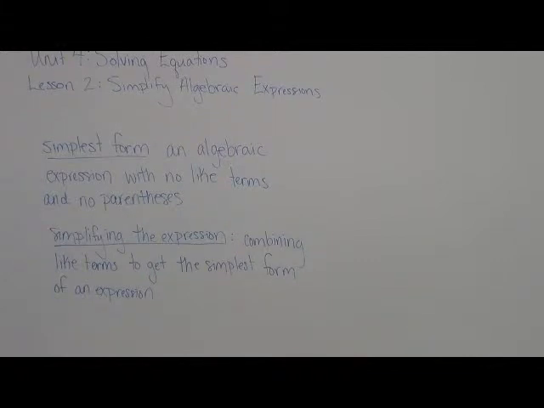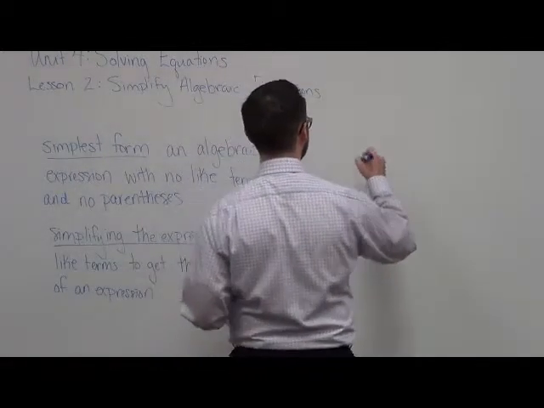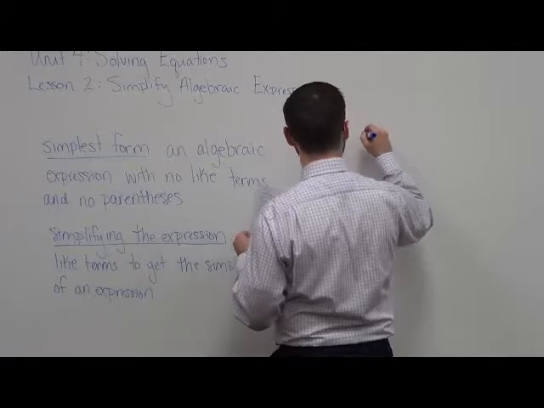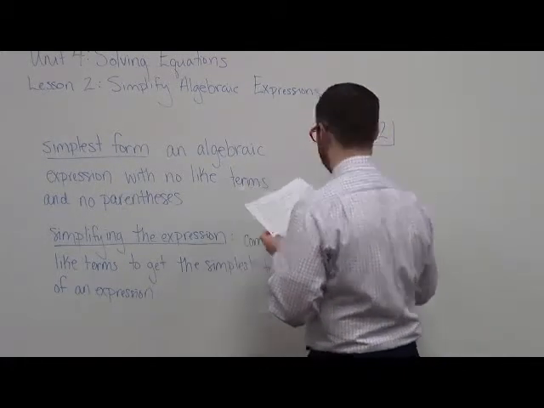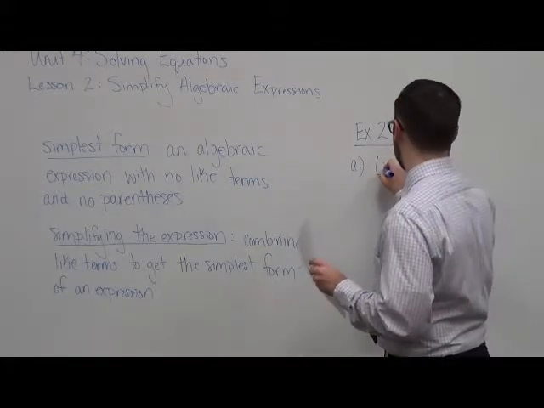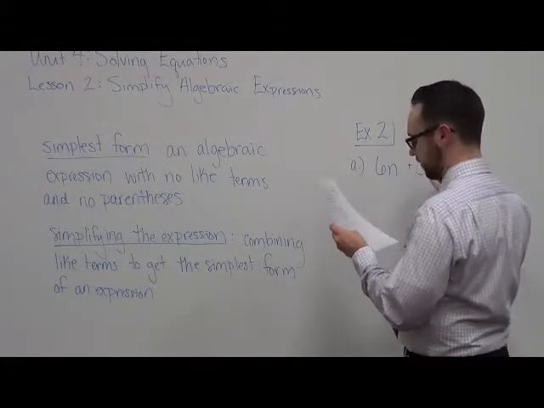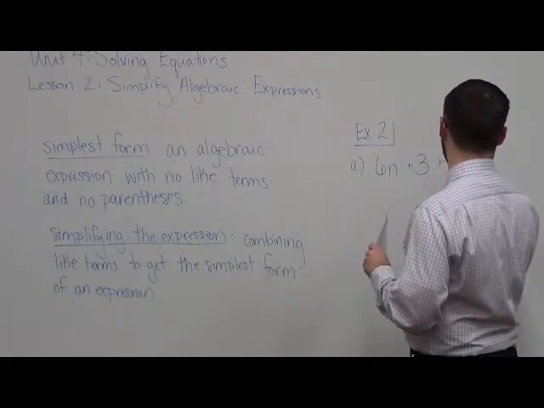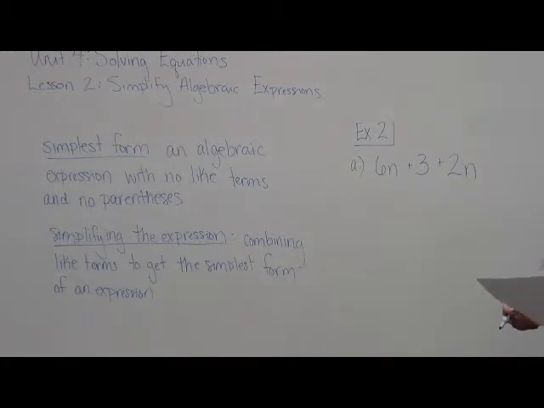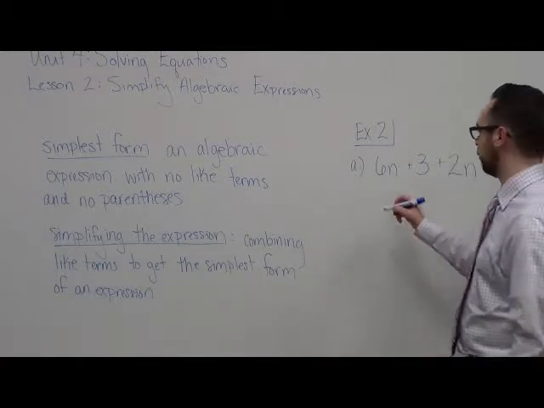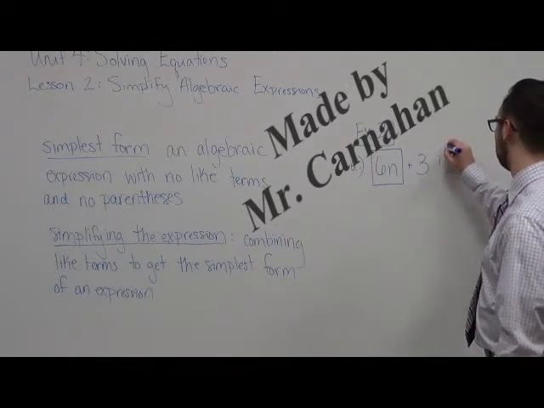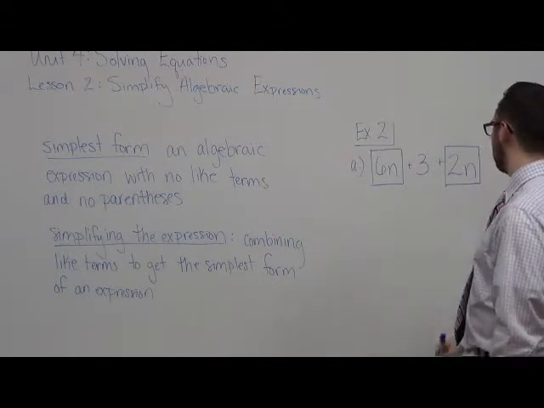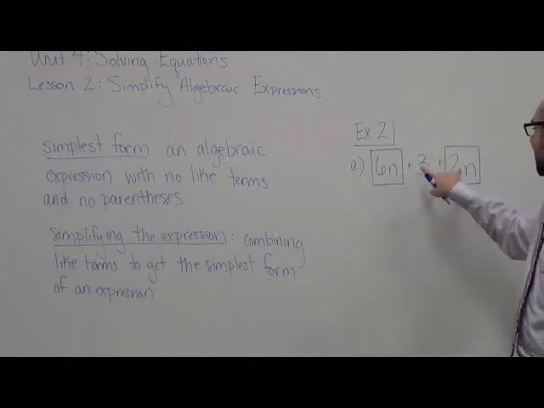Alright, so let's take a look at just some examples of how to simplify the expressions. So if I had 6n plus 3 plus 2n. The easiest way to do this is to identify what are your like terms. So I'm going to box in my like terms. 6n and 2n. Those two are like terms because they both have an n.